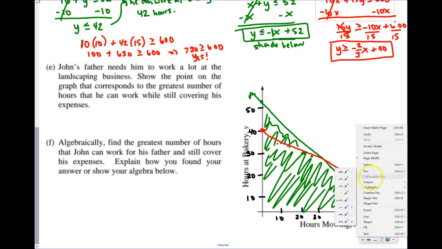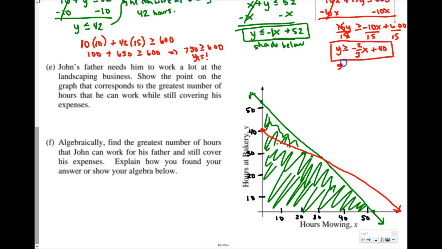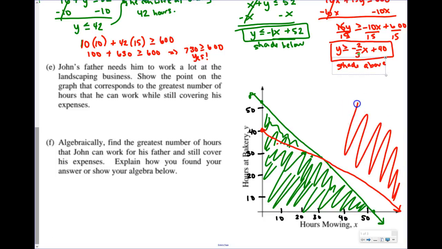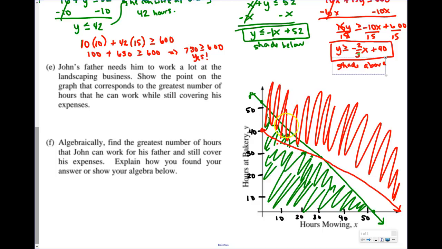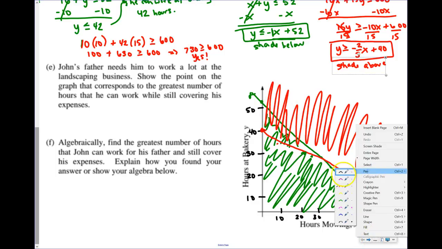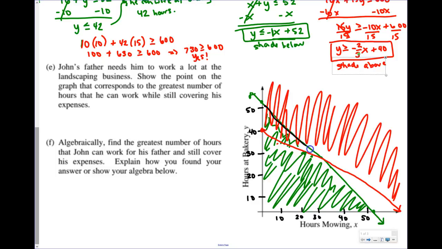And now with the red one, this is a greater than, so I have to shade above. So now I'm going to shade above this red line, and notice that this part that's overlapping, right? This part right here that I'm going to highlight. This little triangle guy. Now keep in mind this graph is kind of an estimate because I don't have a grid. So I'm estimating this little triangle area. Okay? So let's go on to E.